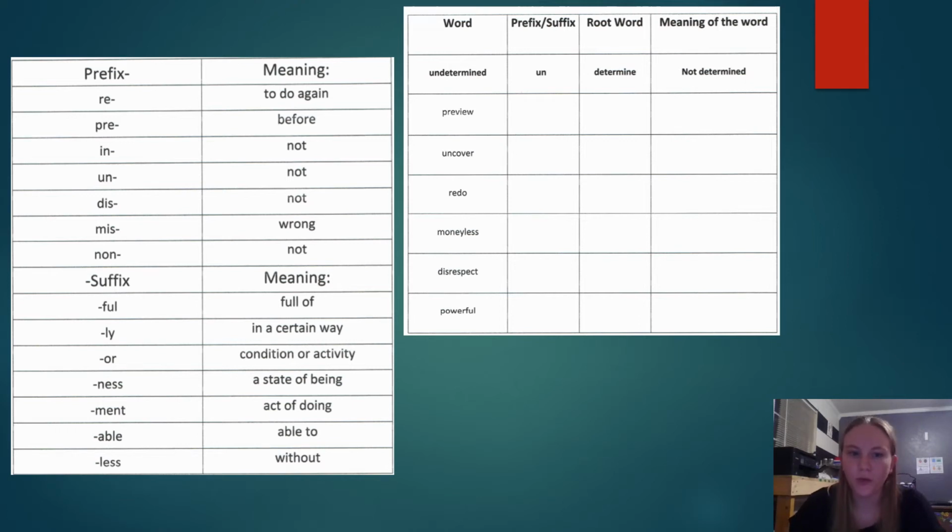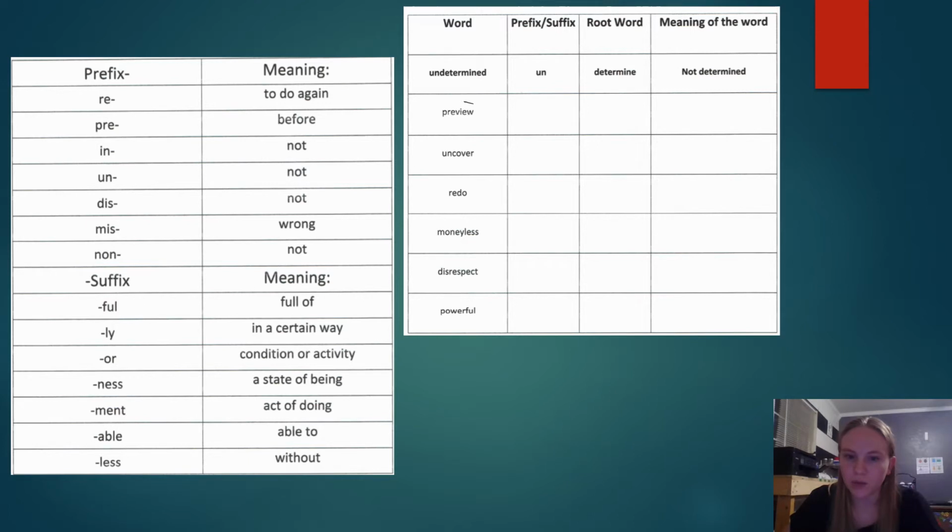Hey guys! We're going to look at prefix, root words, and suffixes today. You should have two charts in front of you. The first one should have your prefix and suffixes with the meanings. The second one should be a chart that has words and then spaces for you to fill in with the prefix, suffix, root word, and the meaning of the word.